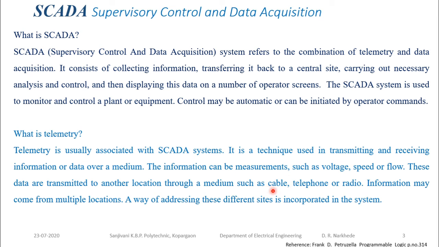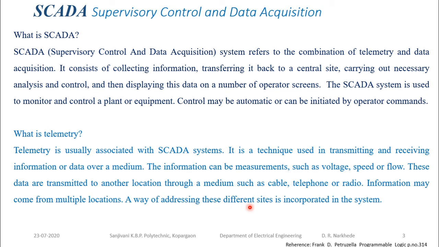Normally we prefer cables. For that purpose we use Cat5 or Cat6 cables for transferring the data from one location to another location. Sometimes we use certain wireless media also, either Zigbee or Wi-Fi or radio frequency signals, to transmit the data from your machines or equipment to the central server. The information to the central control room may come from multiple locations.